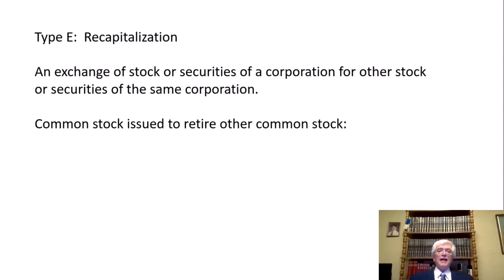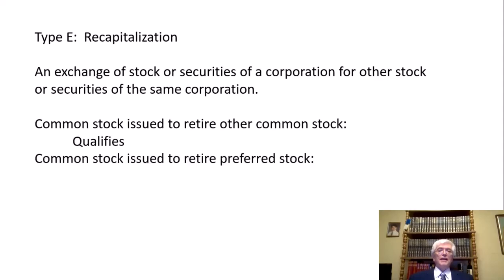So you might issue common stock to retire other common stock. Maybe you've got multiple classes of common stock and you really only want one. And so you say, let's retire all these Class B common shares, and then the Class A common shares will just be the common stock from now on. I'm going to simplify things that way. So you issue more common stock A to retire the common stock B in order to get rid of the common stock B, and you just have one class of common from there on. That would be the typical sort of thing you might do with common issued to retire other common. This will qualify.